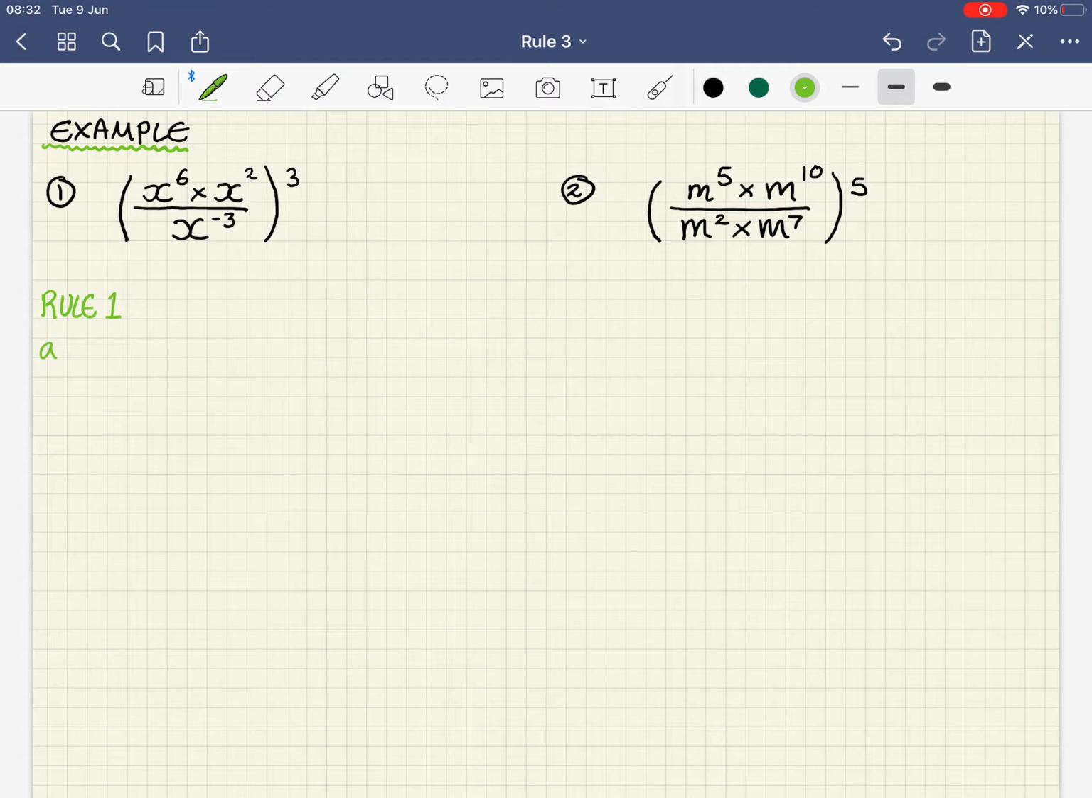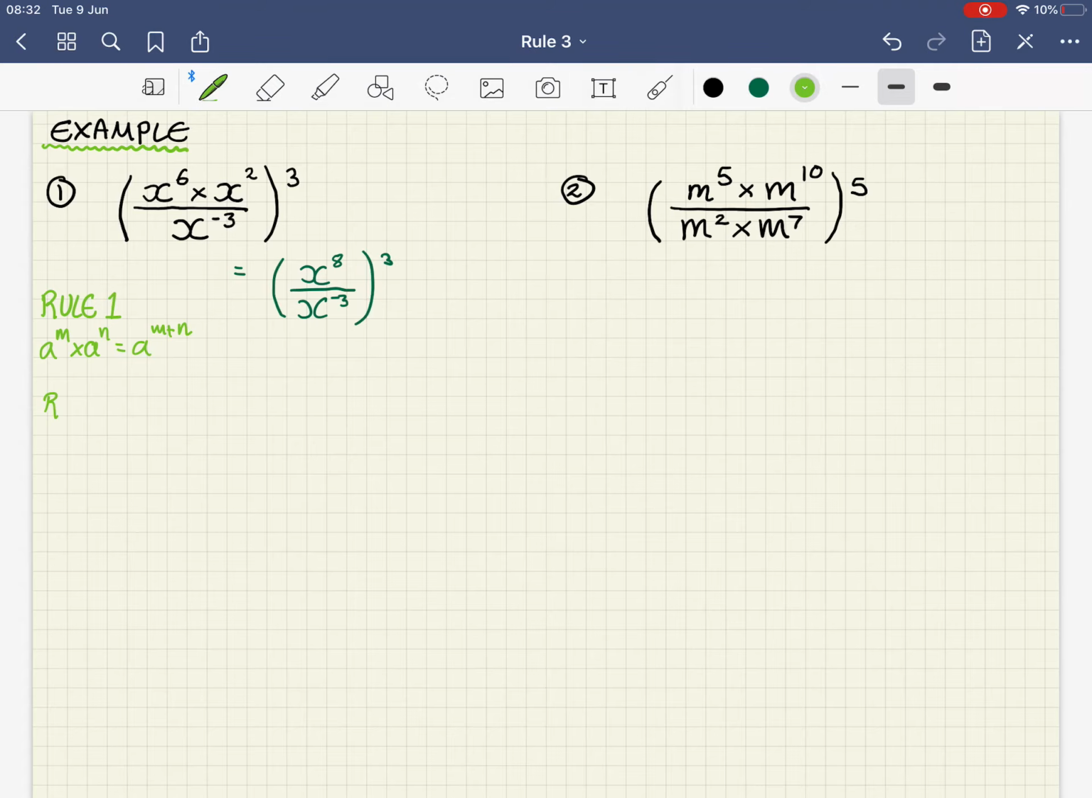Remember, rule 1 is when I've got these multiplied, I add the powers. So I'm going to use that fact. And so on the top there, I've got x to the power of 6 plus that 2. So that's going to be to the power of 8 all over x to the power of -3.